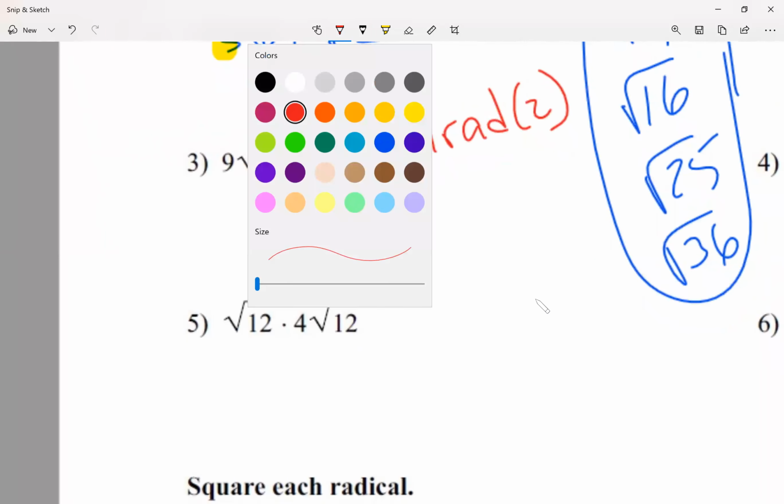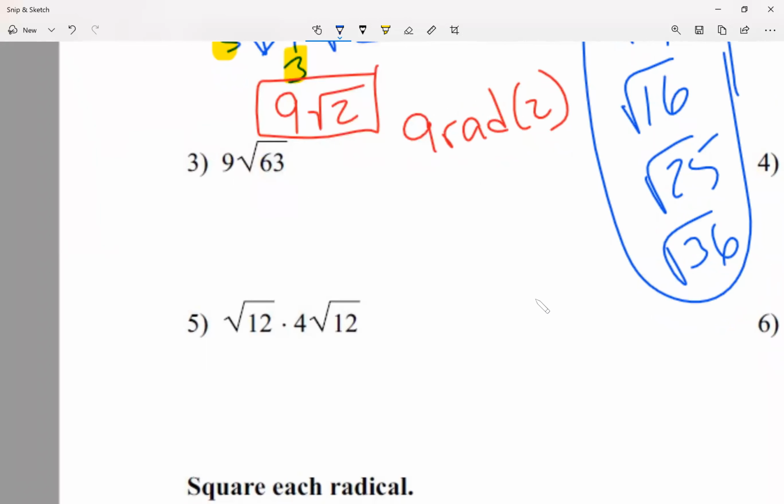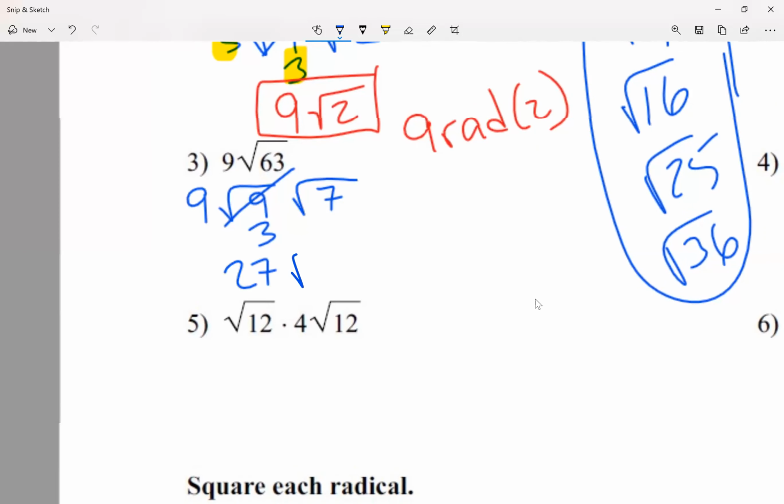Now let's take a look at question number 3. Let me come back to blue again for the work. There's the 9 outside, it's a whole number. Now 63. Two numbers that multiply to 63, and one of them has to be a perfect square. 9 times 7. I know the square root of 9 is 3. And the square root of 7, nothing else I can do. So my answer will be 27 radical 7. And that 27, again, I multiply those two numbers.